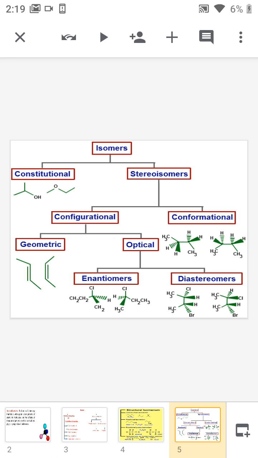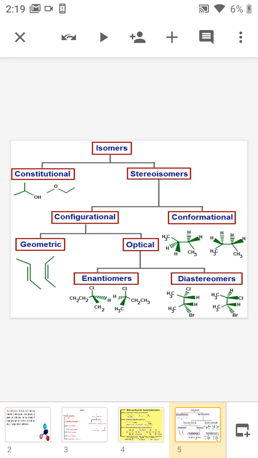Configuration can be subdivided into geometrical isomerism. Geometrical isomerism arises due to the restricted rotation of the double bond, and we have already studied cis and trans isomerism. The next category is optical isomerism. Optical isomerism is again subdivided into enantiomers and diastereomers.